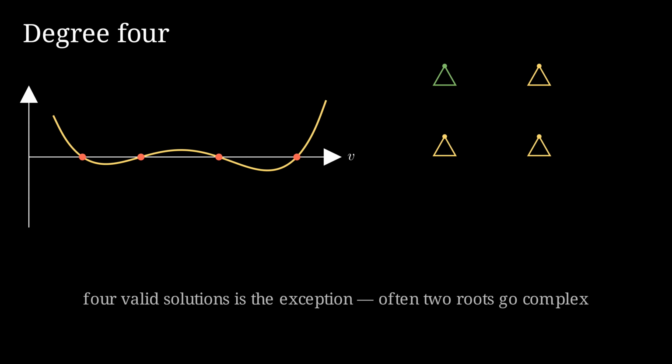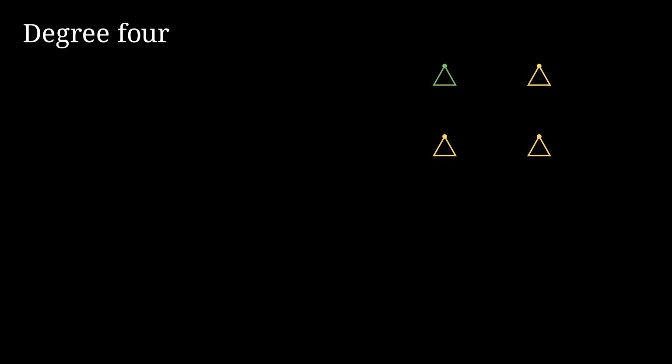Those 4 perfect cameras weren't a bug or a numerical accident. They were the 4 real roots of one quartic. And I found that configuration by search, because 4 valid solutions is the exception, not the rule. Often 2 roots go complex and you get just 2 candidates. But 4 is the ceiling, and the algebra is why. The answer count was decided the moment the elimination produced degree 4. So how do you pick the real one?